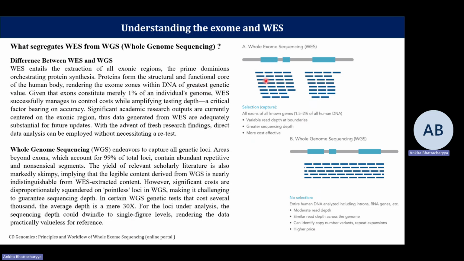So this is what whole exome sequencing looks like. You have all exons of all known genes, which is only about 1.5 to 2% of human DNA. You have variable read depth at boundaries. You get a lot more sequencing depth, and you make it a lot more cost effective.